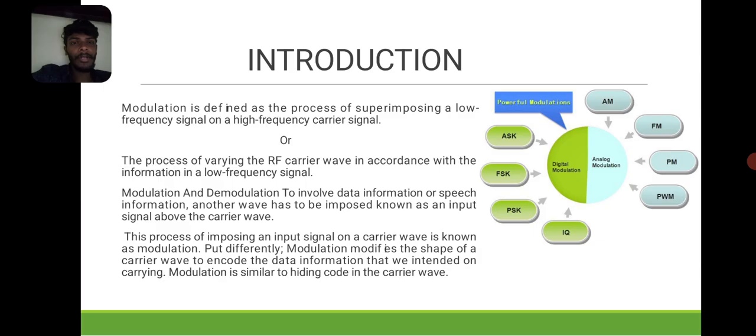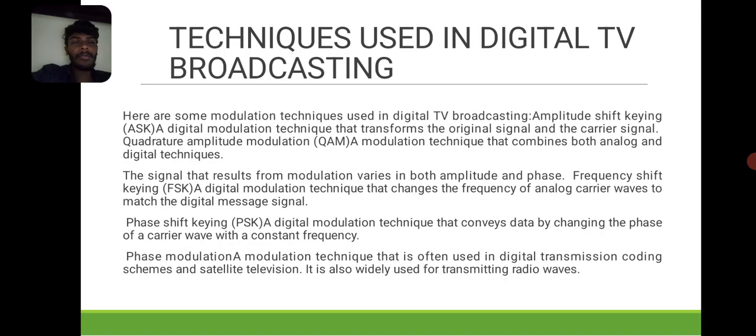Put differently, modulation modifies the shape of a carrier wave to encode the data information that we intend on carrying. Modulation is similar to hiding code in the carrier wave. Techniques used in digital TV broadcasting. Here are some modulation techniques used in digital TV broadcasting.